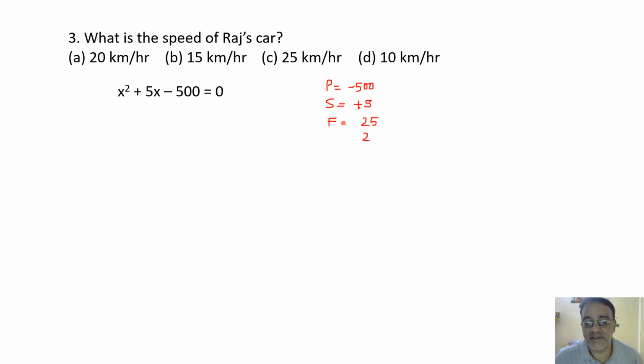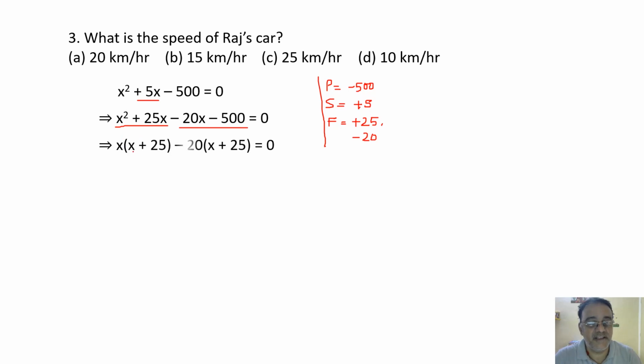25 and 20. What happened, Preeti? No, sir. Right. And the sign of the sum goes on the bigger number. Right. The greater number and the smaller number we have to put opposite signs. Right. So the split is done. I'm going to split plus 5x as plus 25x minus 20x. Now what is common between these two? x. Here minus 20, right? So we are getting x into x plus 25 minus 20 into x plus 25. Now we are going to take this factor common from both. So we are getting x plus 25 into x minus 20 is equal to 0, right?